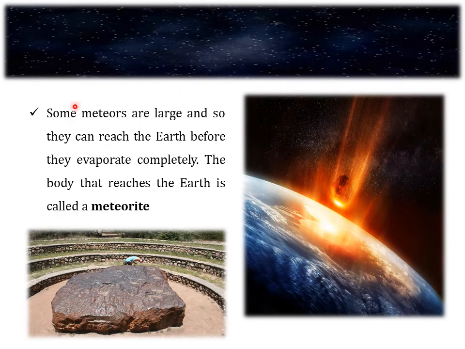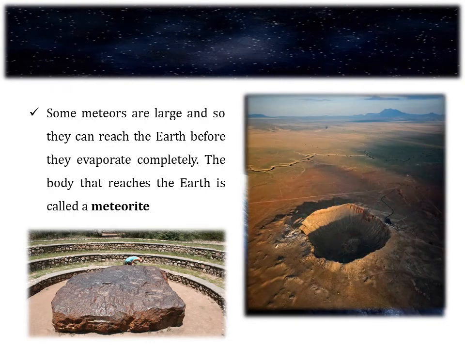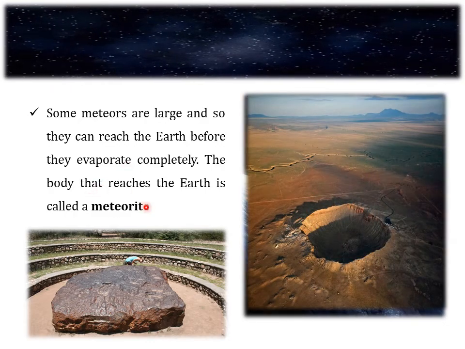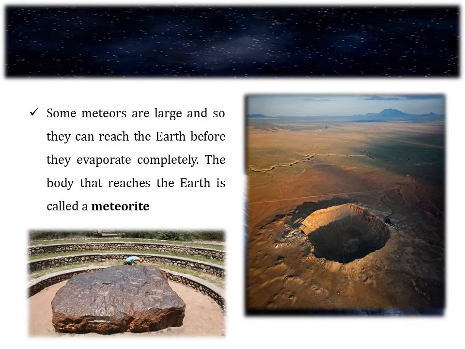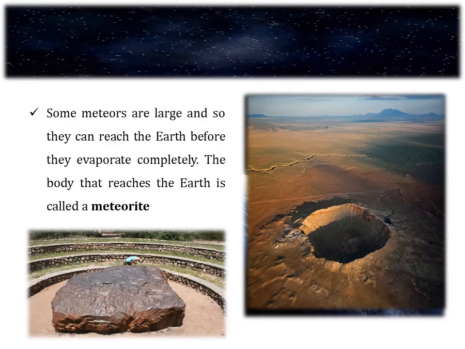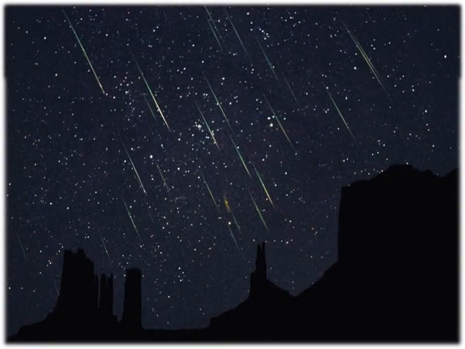But some meteors might be very large so that they can reach the Earth before they evaporate completely, and the body that reaches the Earth is called a meteorite. And the meteorites help scientists in investigating the nature of the material from which the solar system was formed. Now there is another concept called a meteor shower. When the Earth crosses the tail of a comet, a large number of meteors are seen, and these are known as meteor showers. And some meteor showers occur at regular intervals each year.